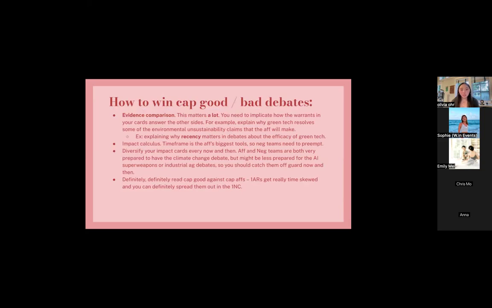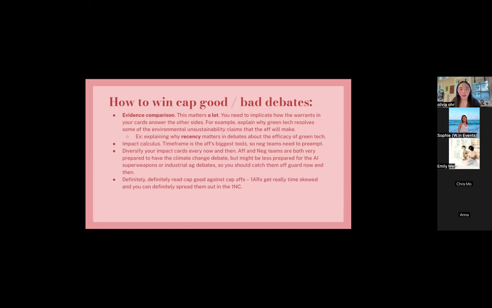So you need to explain why green tech resolves some of the environmental sustainability claims that the aff will make. You need to explain why recency matters in these debates, about the efficacy, for example, of green tech. I think a lot of people tend to use really old stuff for cap good and bad debates, but you should weaponize that to your advantage, especially in the warming/sustainability debate, where new studies, time frame, green tech, etc., make recency a lot more relevant.